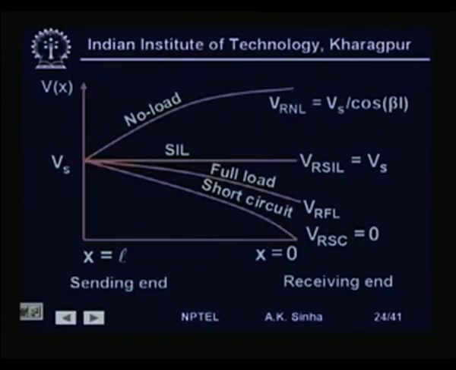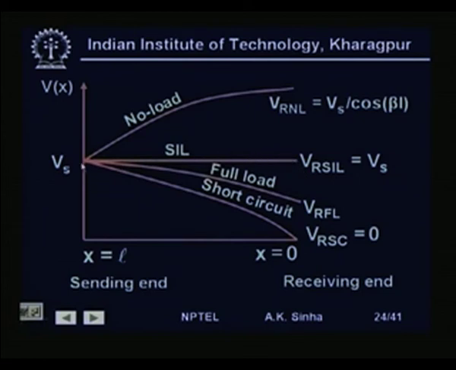Now, I will show you the characteristics of this long lossless transmission line. When we have surge impedance loading, the voltage across the line all along from the sending end to the receiving end is going to be the same.